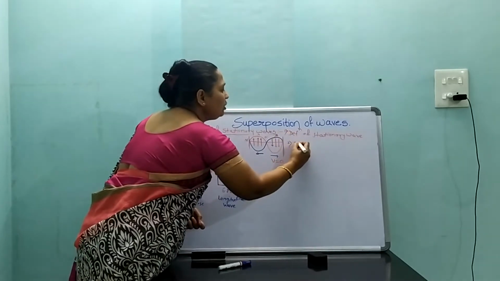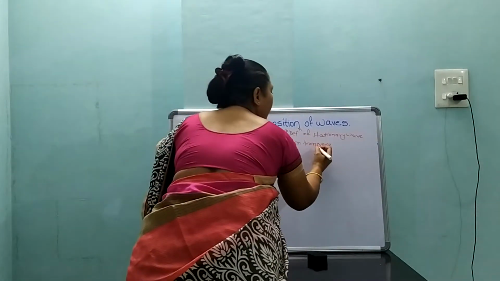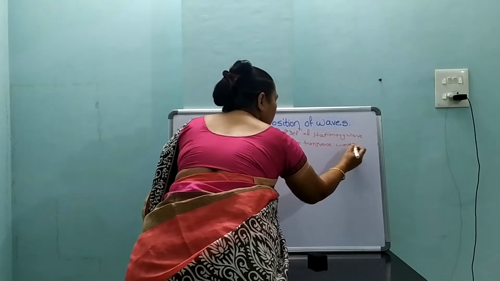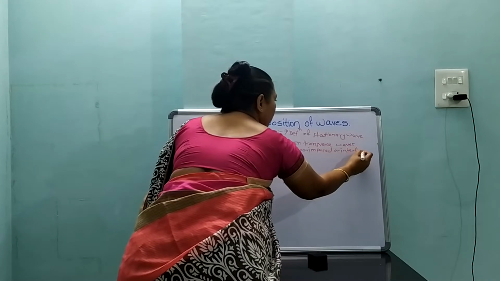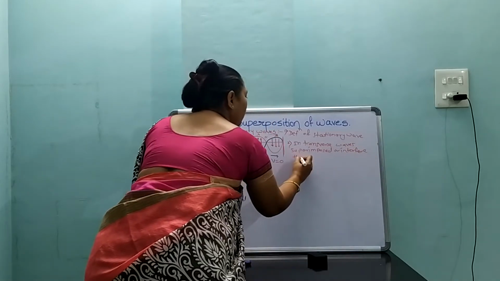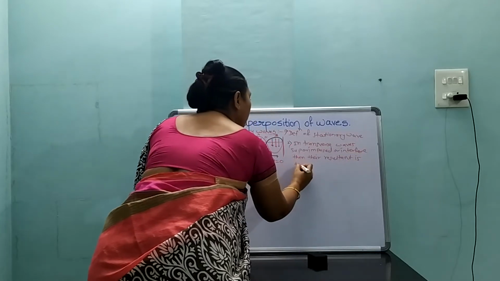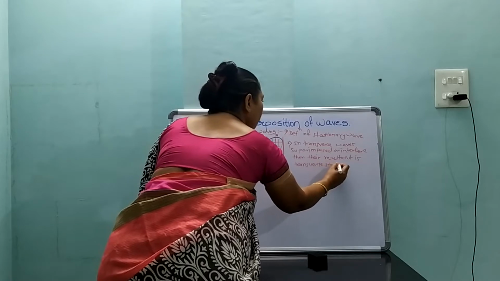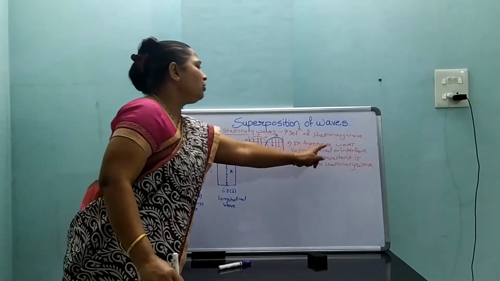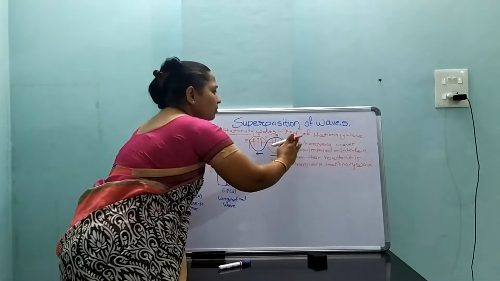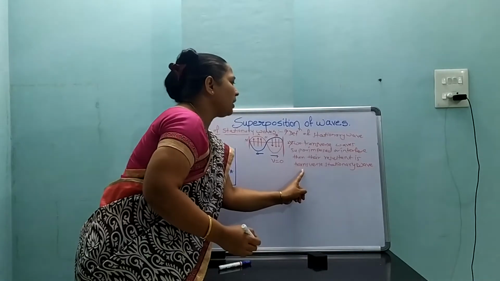When two identical transverse waves are superimposed or interfere, their resultant is a transverse stationary wave. In the transverse case, two transverse waves superimposed or interfering give a transverse stationary wave.